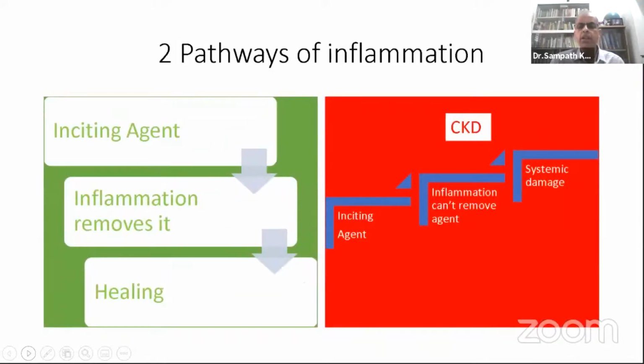And as far as inflammation is concerned, there are two pathways. The first one, when the inciting agent starts it, inflammation removes it, and we have a happy ending, healing. In chronic kidney disease, the inciting agent is festering and inflammation cannot remove the agent, and there is systemic damage. So there is collateral damage when there is inflammation.